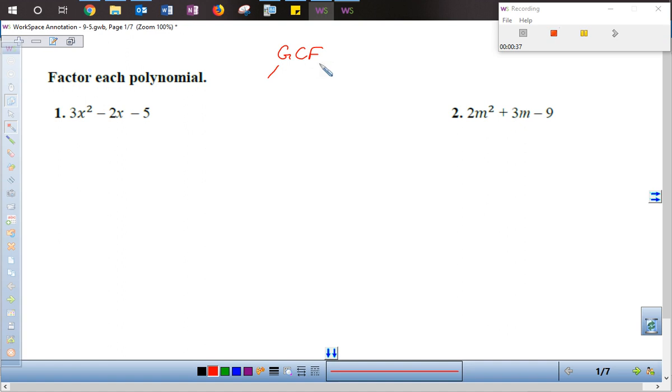Then the next thing that we needed to look for was how many terms there are. There's either 2 terms or there's 3 terms. If there's 2 terms, that's when we wanted to look for a difference of squares. If there's 3 terms, we had to determine whether to use easy factoring or frowny face factoring, and to figure out which one to use, we had to look at the a values. If my a value is equal to 1, we could easy factor, and if my a value wasn't equal to 1, we had to frowny face factor.